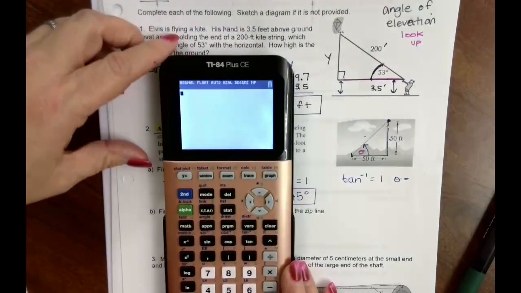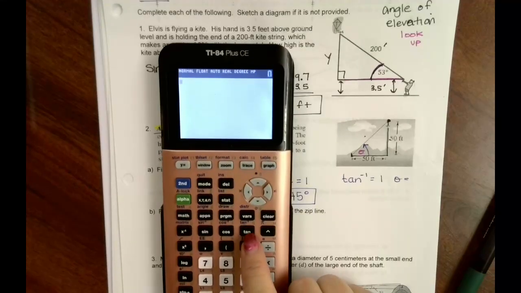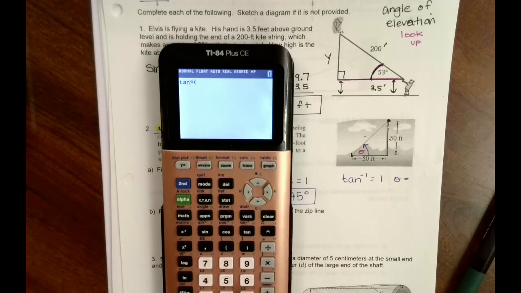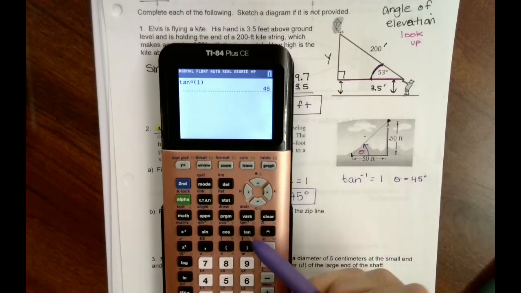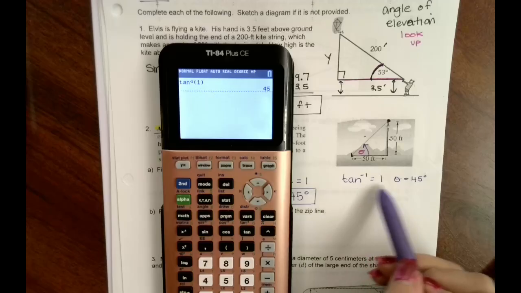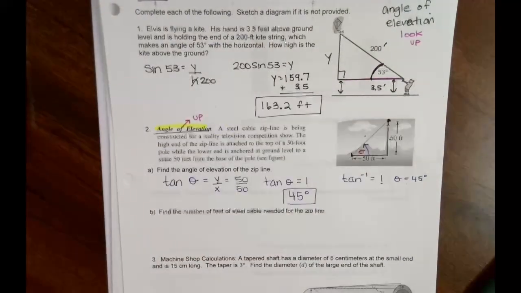And so let me show you how we do this. On your calculator, you have tan, and right above it we have inverse tan. So second tangent gives me inverse. I'm going to put a 1 in there because I want to know what happens when my side ratio is 1, and it tells me that my angle is 45 degrees. So inverse tan just works backwards, and it gives you the angle when you have the side ratio. Hopefully that was an easy one.